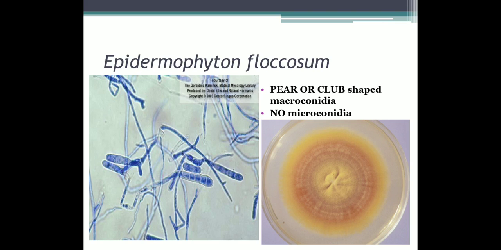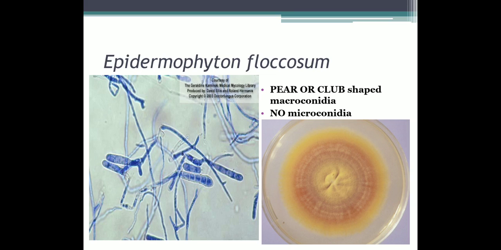Then we have the other species, Epidermophyton. In contrast to Trichophyton and Microsporum, which have 24 and 16 species each, the Epidermophyton genus has only one species, which is called Epidermophyton floccosum. It produces, as you can see, khaki colored colonies or dark brown colored colonies, and there is no microconidia but pear or club shaped macroconidia. So whenever we see pear or club shaped macroconidia without any microconidia, definitely it is Epidermophyton species.